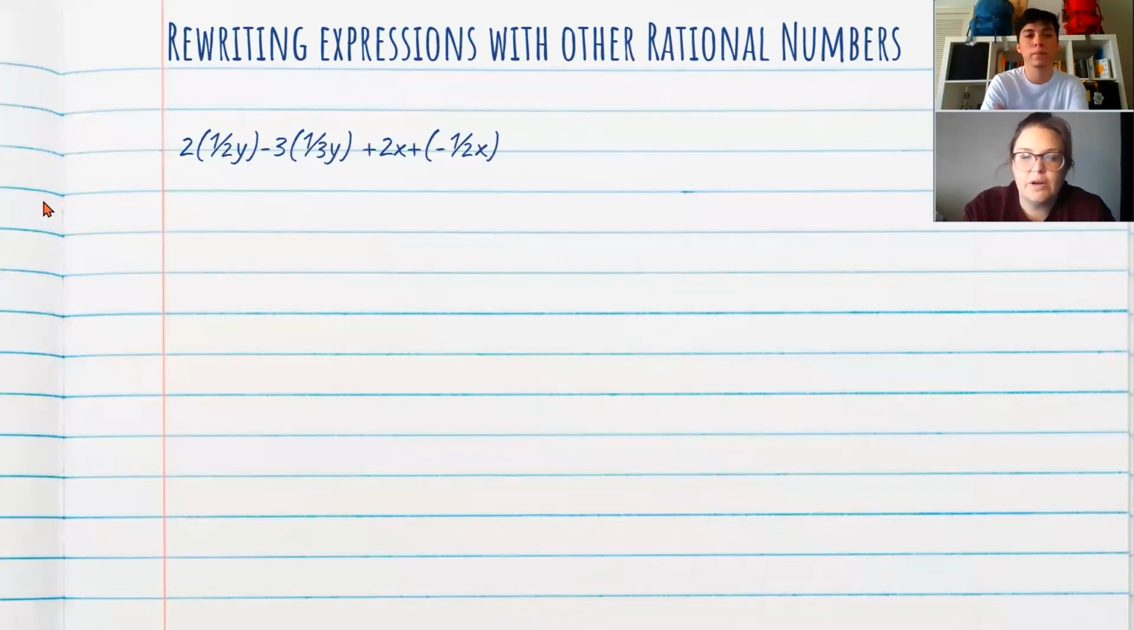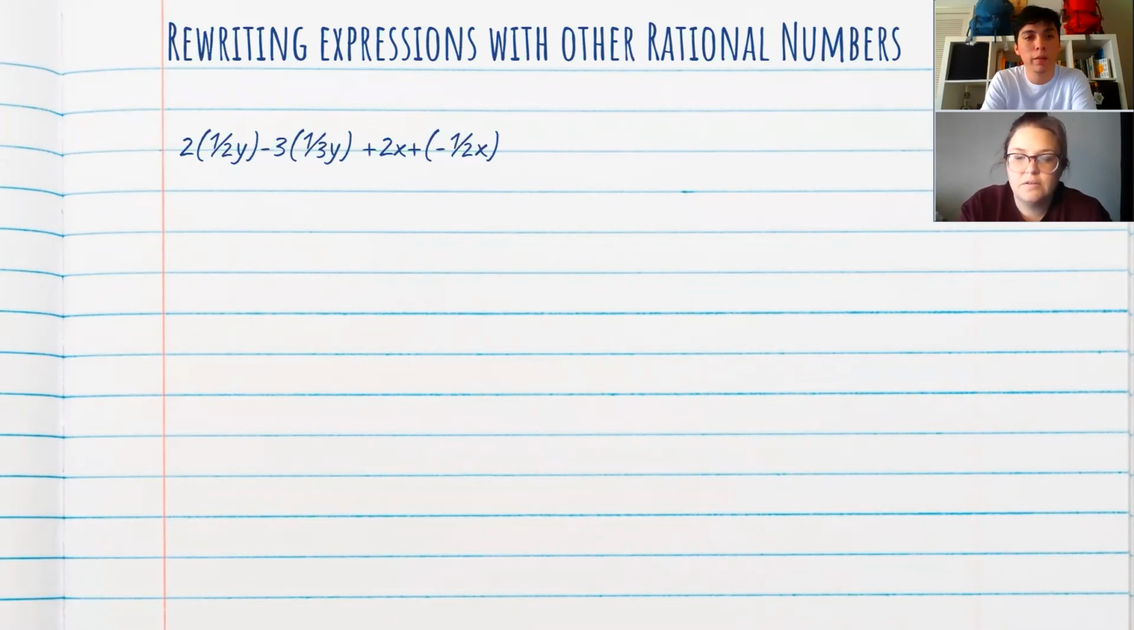Now on this slide, we're going to rewrite another expression with rational numbers, but instead of decimals, this time we're going to go ahead and use fractions. So if you want to, you can pause the video here and see if you can work through this one yourself, writing it in expanded form and then bringing it back to standard or more simplified form. And then resume the video when you're done.